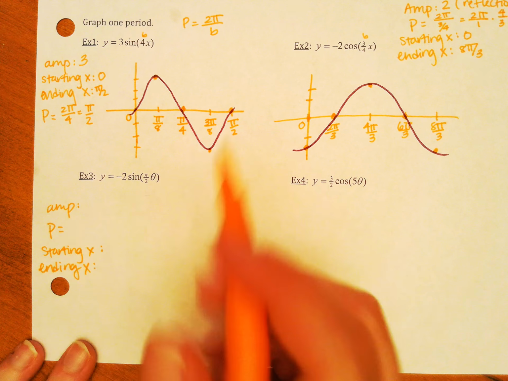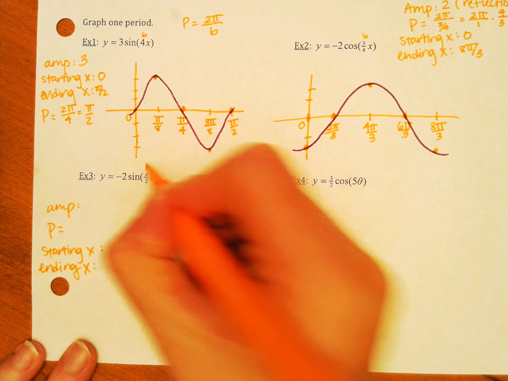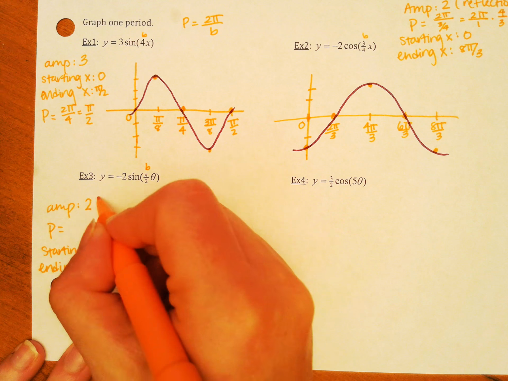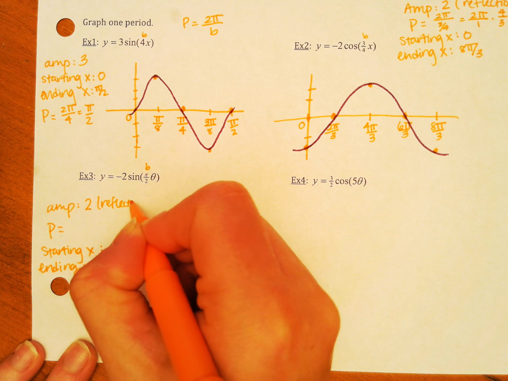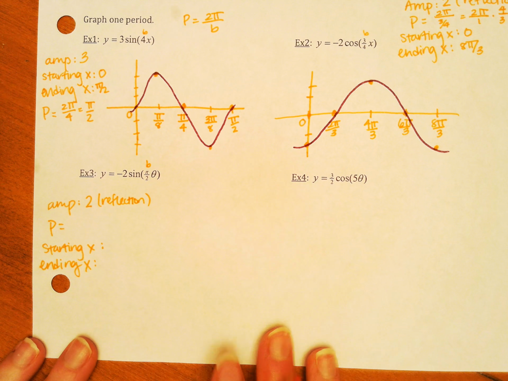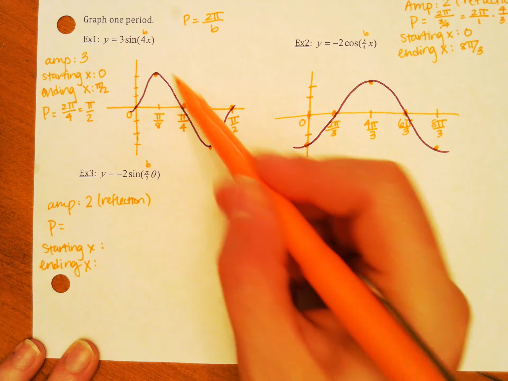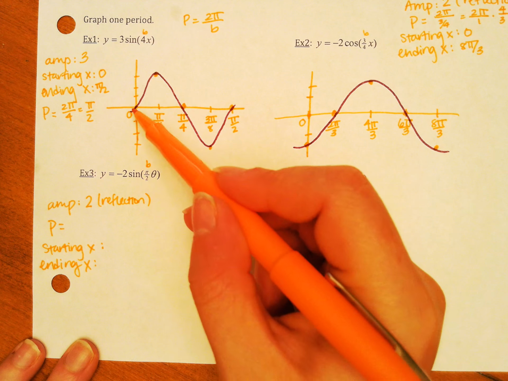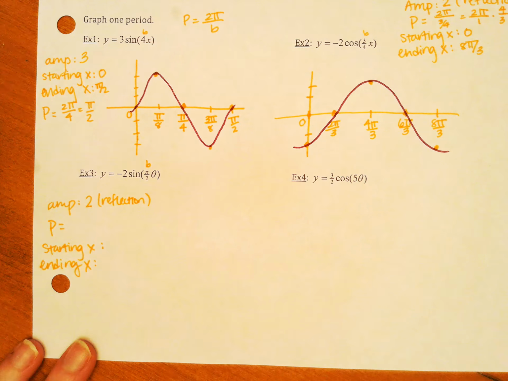Okay, so our period, well, our amplitude is 2, but we have a reflection. So we can't forget that normally this is what our sine graph looks like. So we're going to be starting here and then going down and then back up.